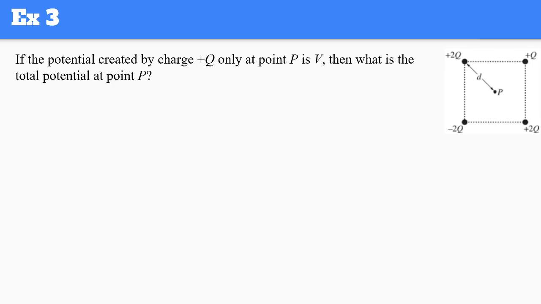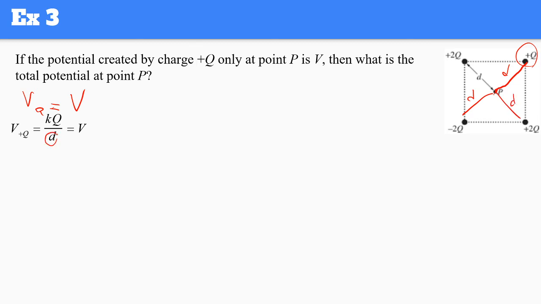Alright, so let's see another example, which is a little bit easier. If the potential created by charge Q only, so this charge only creates a potential V at point P, so VQ is equal to V, then what is the total potential at point P? In this case, how do we calculate the distance? Since this is a square and point P is at the center, all of the charges are distance d away from that point.